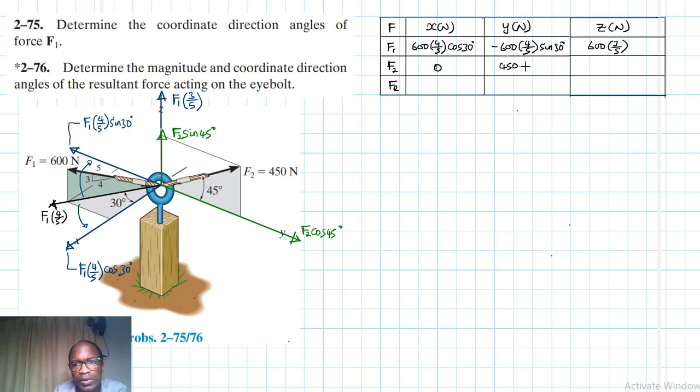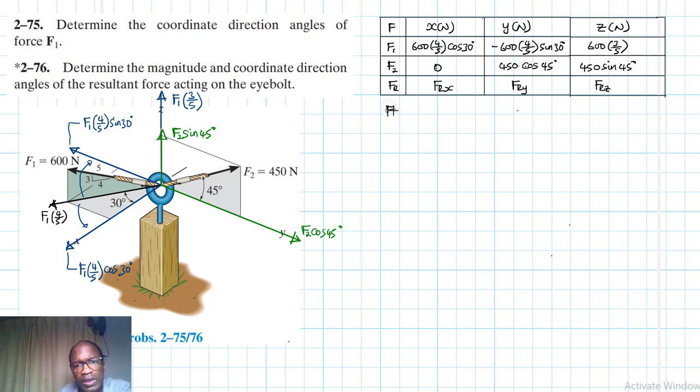450 cos 45, and then in the z-axis it's 450 sine 45. All right, so basically this is FRx, this is FRy, and this is FRz.